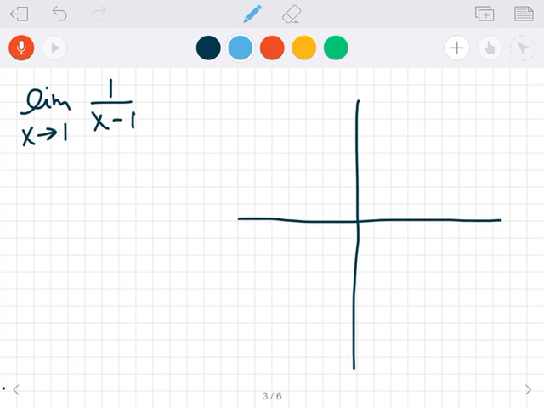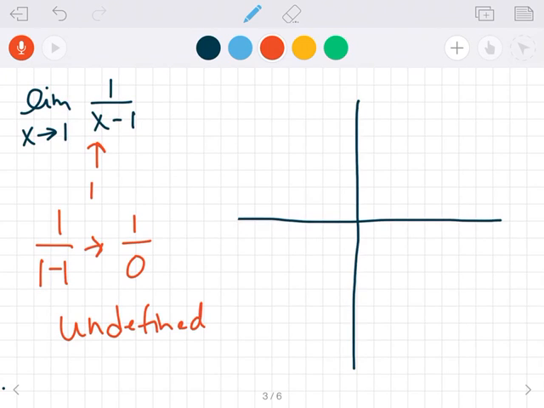Looking at F, we have the limit as x approaches 1 of 1 over x minus 1. Now there's no way to simplify this function any more than it already is. And if we plug 1 in here, we get 1 over 1 minus 1, which is 1 over 0, and that is undefined. And so that tells us that we have an asymptote or a hole there, some sort of discontinuity.